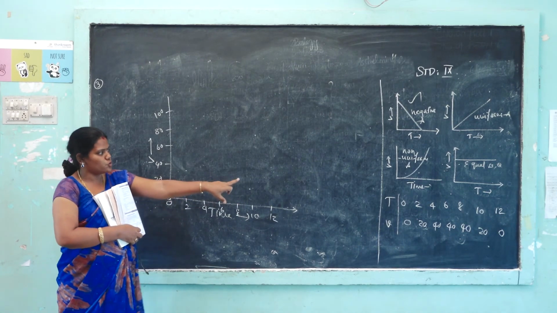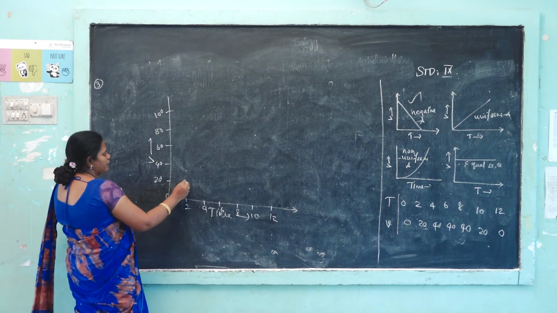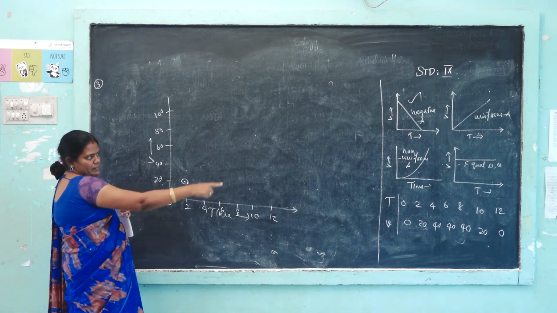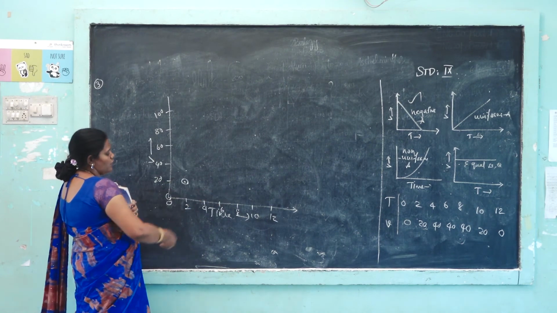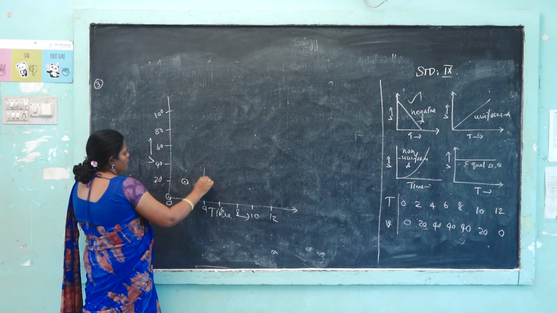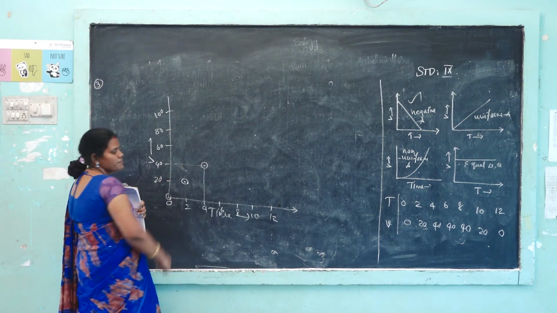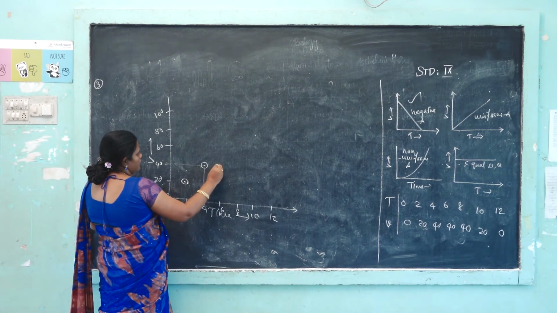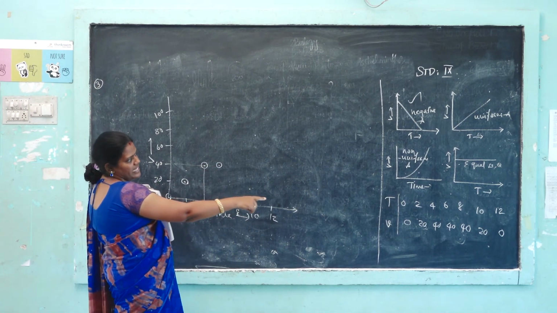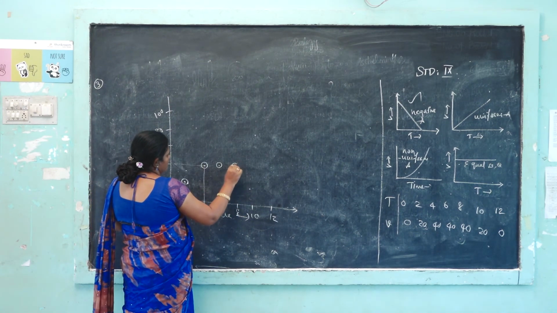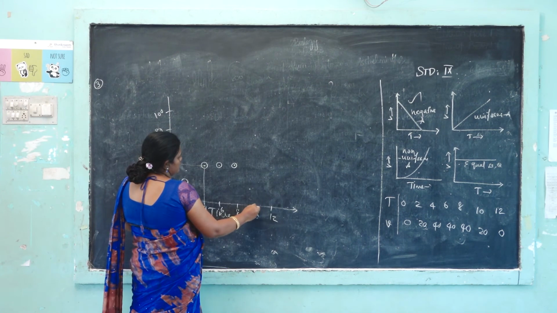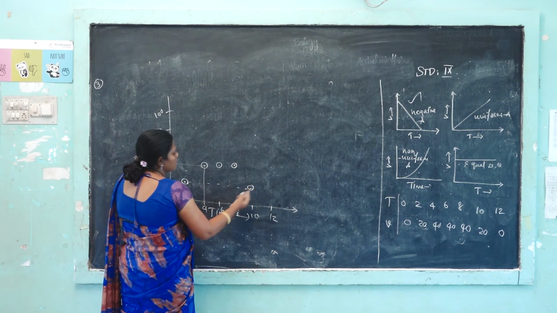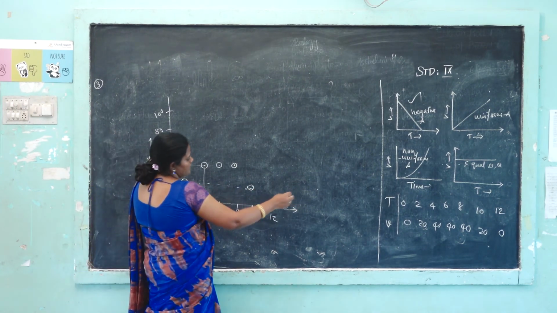And second one, T value is 2 and V value is 20. So 2 and 20. Okay. Clear, ma? And T value is 4 and V value is 40. Okay. Then the fourth value is 6, 40. So 6, 40 and 8, 40. Then 10, 20. Okay. 10, 20. Then 12, 0.